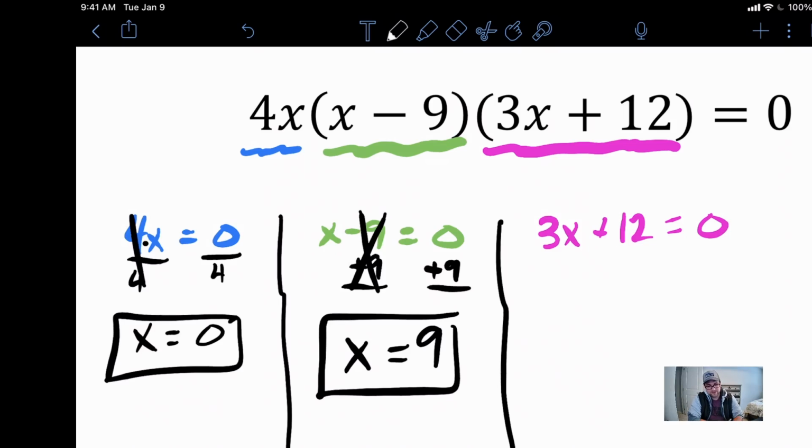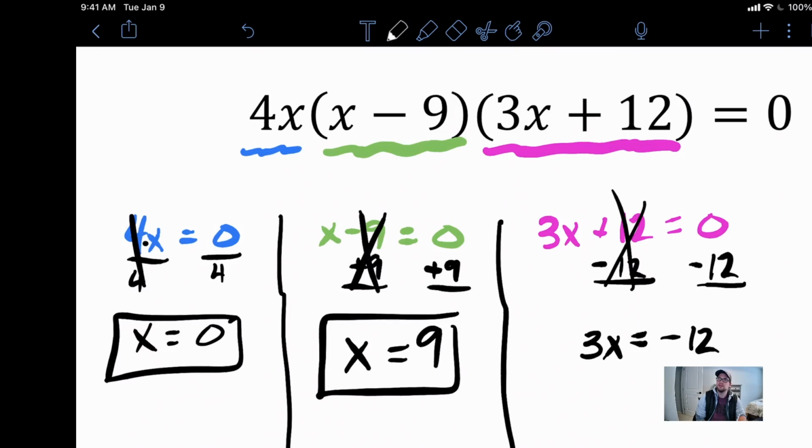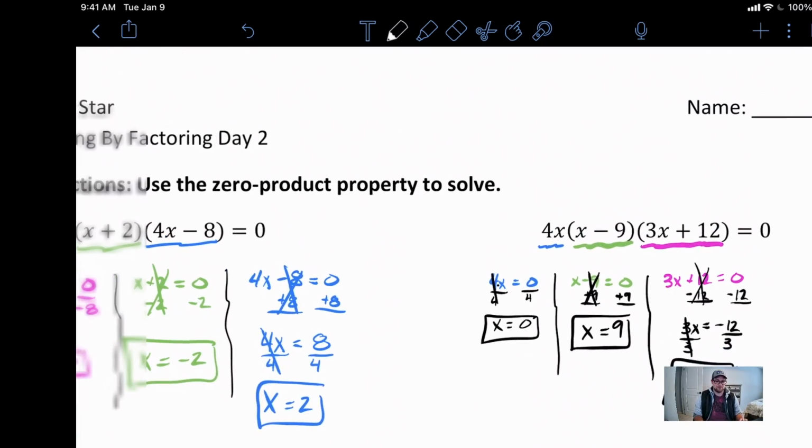Now let's get to the last one, the pink part. To solve this one, you want to get x alone. To do that, you need to first undo the 12 that got added to it. So we're going to subtract 12 from both sides. That's going to leave us with 3x is equal to a negative 12. Now we got to get x alone. So we're going to divide by 3 and divide by 3, and we'll find out that x is equal to negative 4. Nice job. You found 3 answers, and that's what we were supposed to do.